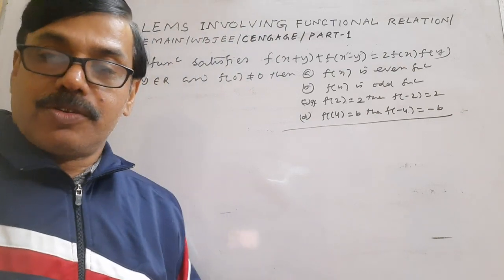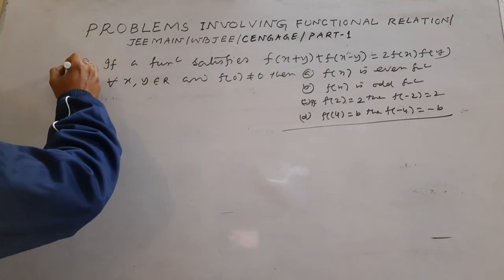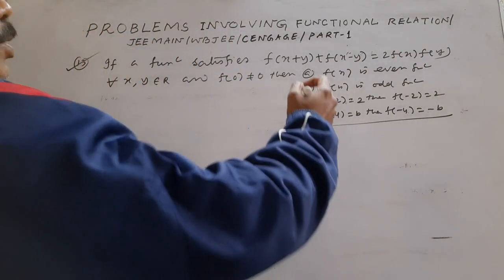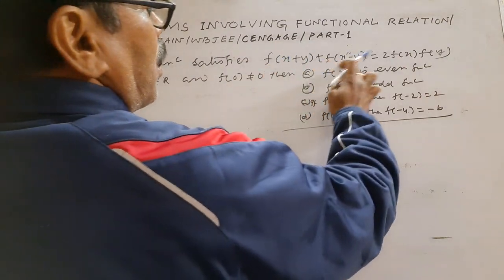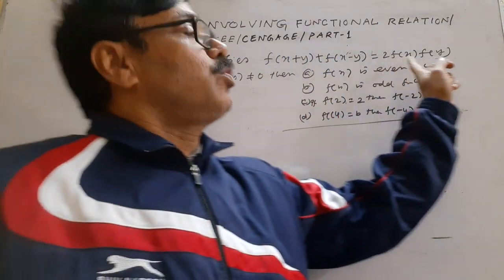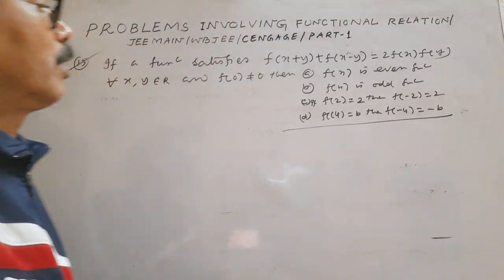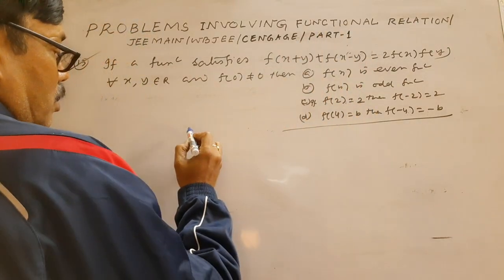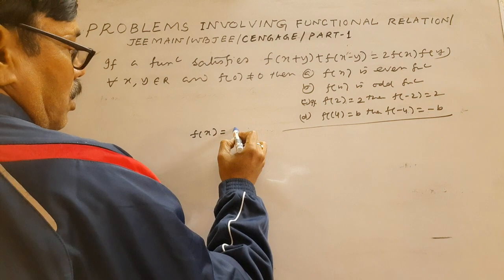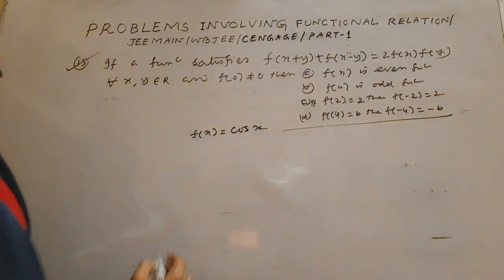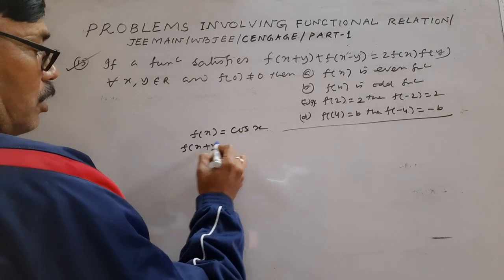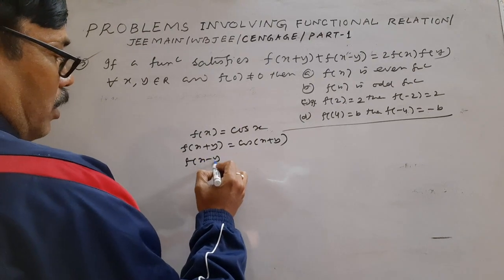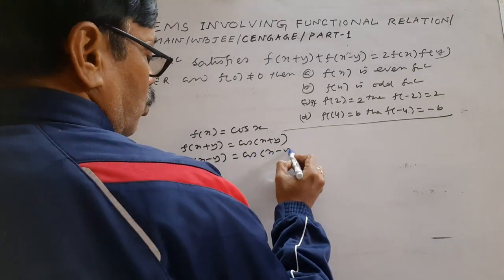Now we consider one more problem using a functional relation. So a typical function: f(x+y) + f(x-y) = 2f(x)f(y). Suppose f(x) = cos x, it is not discussed. So what is f(x+y)? So cos(x+y). And what is f(x-y)? This is cos(x-y).